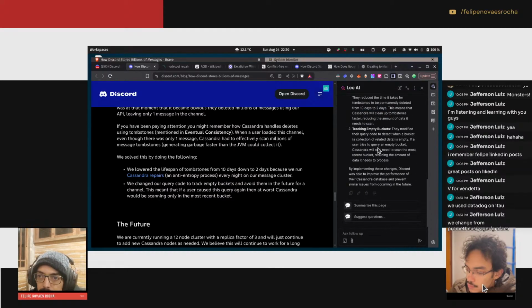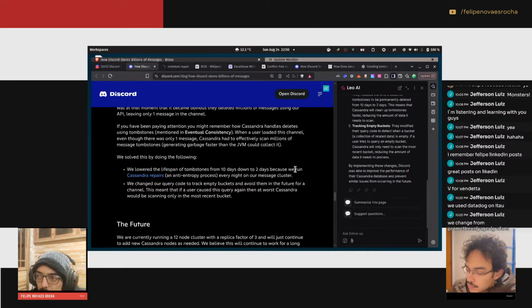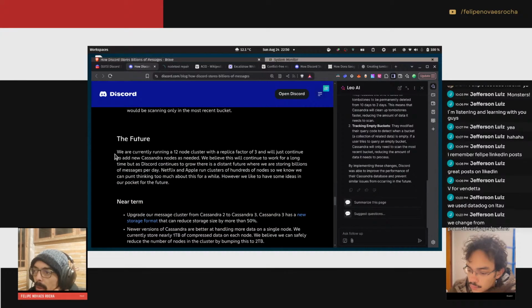Okay. So the future. We are currently running a 12 node cluster with a replica factor of 3, and we will just continue to add new Cassandra nodes as needed. We believe this will continue to work for a long time, but as Discord continues to grow, there is a distant future where we are storing billions of messages per day. Netflix and Apple run clusters of hundreds of nodes, so we know we can punt.